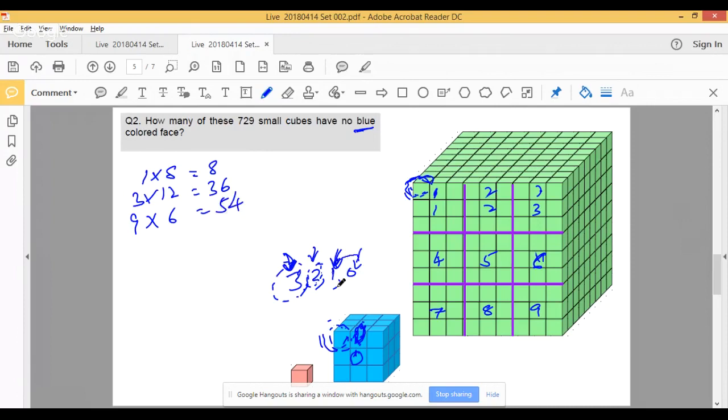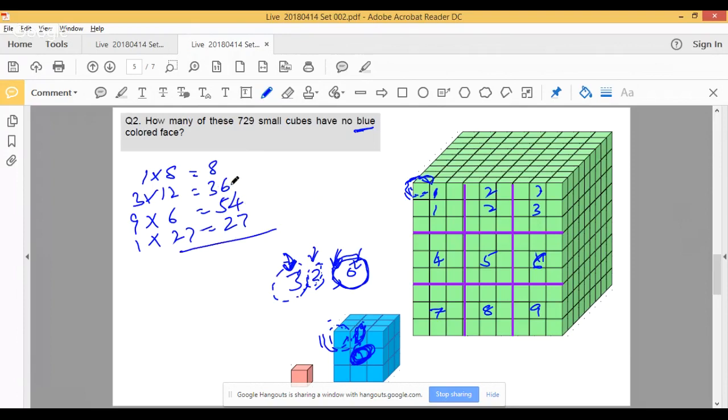We also need to count this 0. Where will you get 0? 0 will be the core cube of the medium cube, right? There will be only one core in a 3 cross 3 cross 3. So 1 per medium sized cube. 27 medium sized cubes. That will be 27. This is the total number you require.